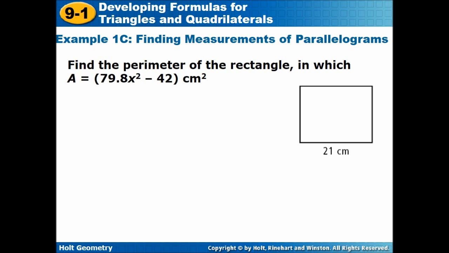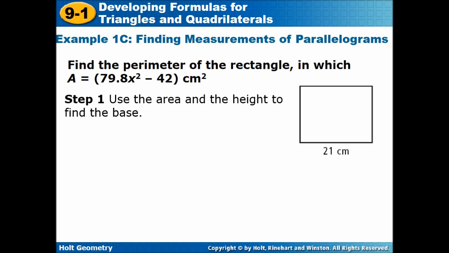And in this next example, we're going to find the perimeter of a rectangle in which we are given the area, and that's 79.8x squared minus 42 centimeters squared. We are also given the length of one of the sides. It's 21 centimeters. Now, even though it looks like they're applying it to the base, you'll find that when we get into the problem, they're actually going to apply that to the height, and we're going to be looking for the base. So, step 1 is to use the area and the height to find the base.